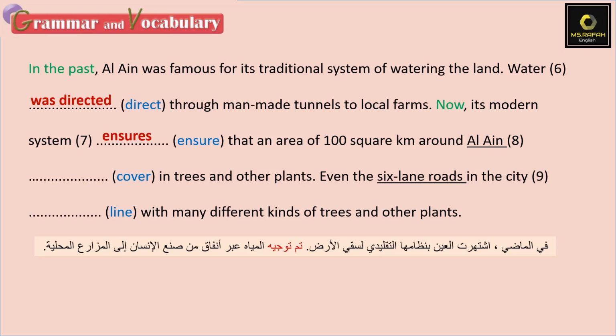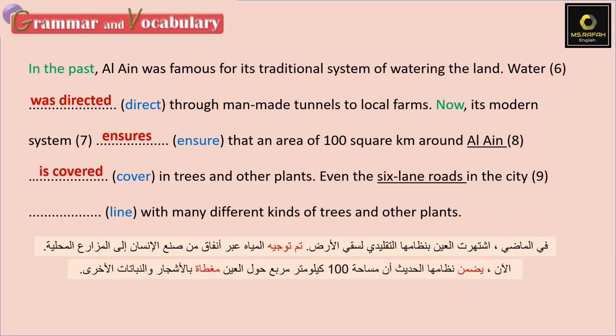المنطقة المحاطة بمنطقة العين مغطاة بالأشجار والنباتات الأخرى. مين اللي غطاها؟ مو مهم، هون التركيز على الحدث، هي مغطاة وهذا اللي بيهمني. إذا جملة مبنية للمجهول بزمن الحاضر البسيط. is covered in trees and other plants.